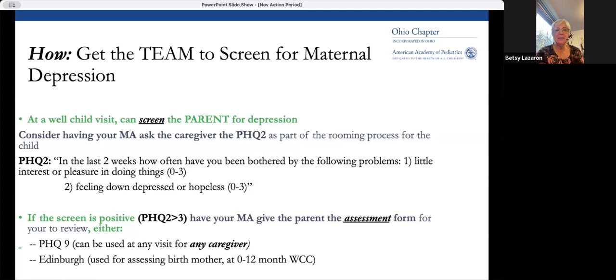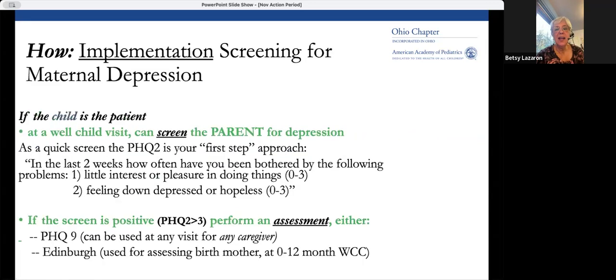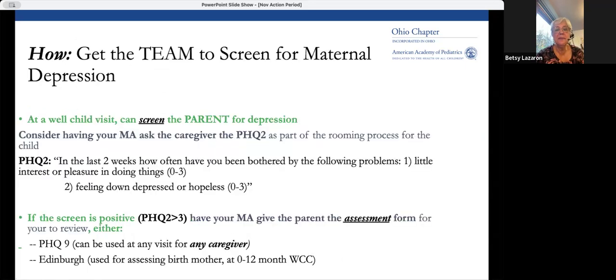Next slide. Oh, go back. Did I miss one? Yeah, go back to the one before. Now, if the child is the patient, you can screen the parent for depression. Oh yeah, got that. Okay, next slide.